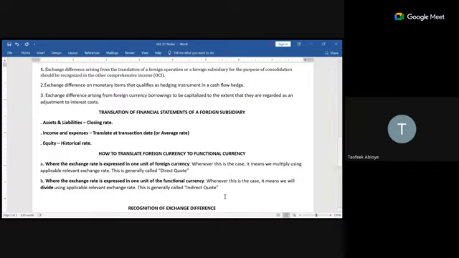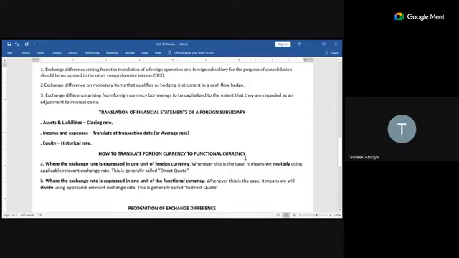I will show you how to know when you are going to multiply or when you are going to divide. It depends on the question. There are some questions where you will multiply. If you want to convert to foreign currency, sometimes you divide, sometimes you multiply. So it depends on how the question comes out. Your key takeaway is whether the foreign currency is expressed in 1 unit. When the foreign currency is in 1 unit, you are going to multiply.